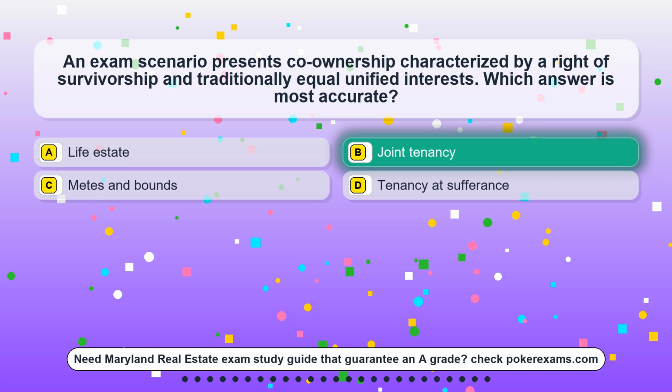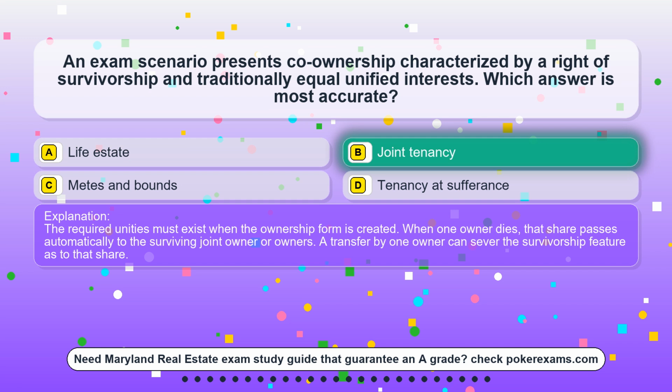The correct answer is option B. Joint tenancy. The required unities must exist when the ownership form is created. When one owner dies, that share passes automatically to the surviving joint owner or owners. A transfer by one owner can sever the survivorship feature as to that share.